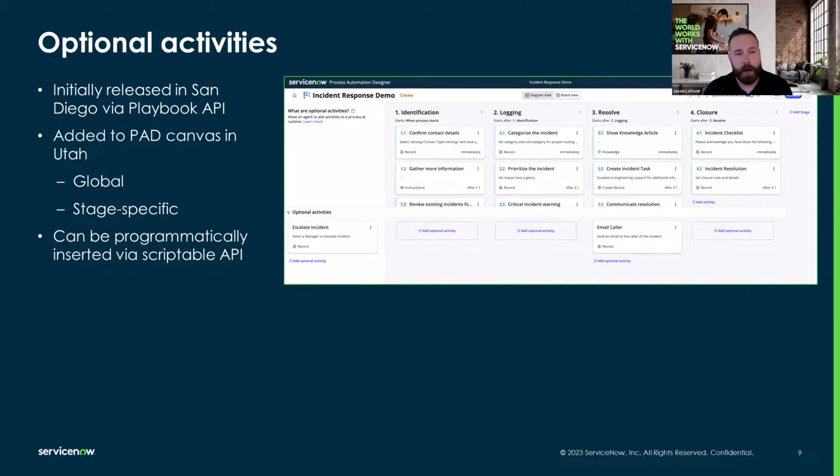So if there's a scenario where you want to dynamically insert something into your running process, let's say you have some kind of approval request, the approval gets rejected, and you need to go back to a previous point in your process and complete a step again, you can programmatically insert the optional activity into your process to repeat the step necessary to ultimately gain approval and move forward with your process.